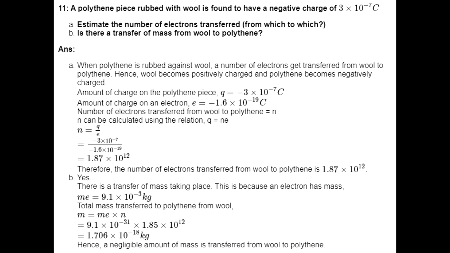Second part: is there a transfer of mass from wool to polythene? Yes, there is a transfer of mass taking place. This is because an electron has a mass of around 9.1 × 10⁻³¹ kg. But this mass is much less, and that's why it is almost negligible. Mass transfer takes place, but it is negligible.